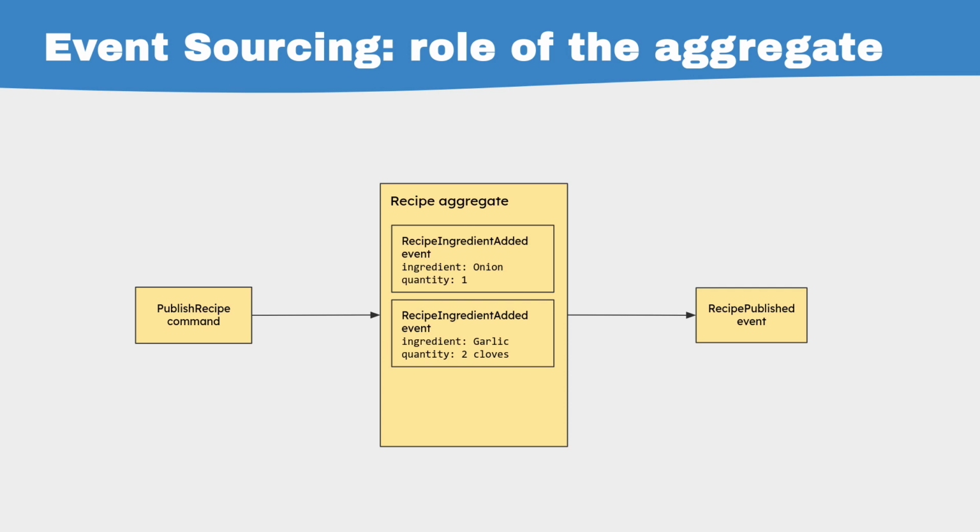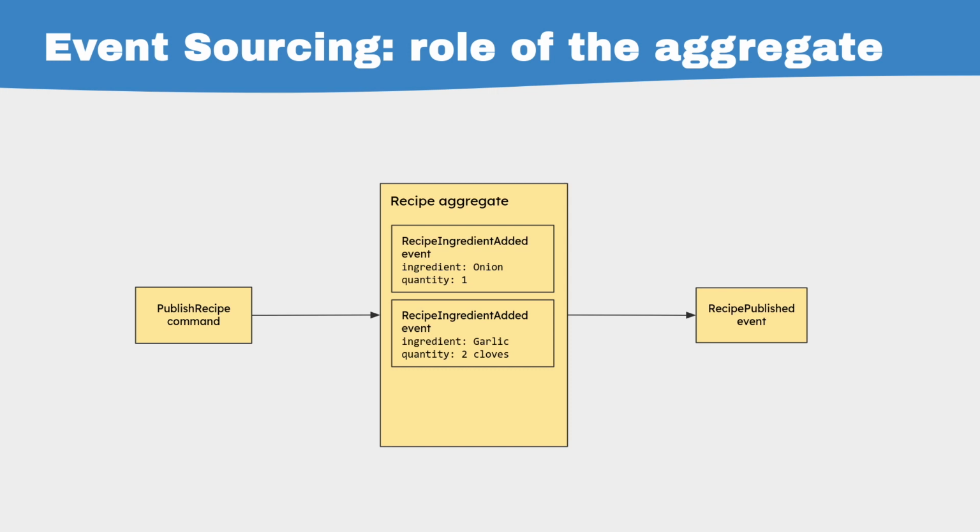We have our aggregate, and that plays a central role in enforcing all these business logic constraints and stuff. And they are responsible for all the previous events and turning new commands into either new events or exceptions or other things to indicate that some business constraint was violated. So suppose we have our recipe aggregate, and that aggregate already knows two events that we have stored in the system. Namely, one ingredient was added, one onion, and sometime later, 2 cloves of garlic were added to that recipe. And now we want to publish our recipe.